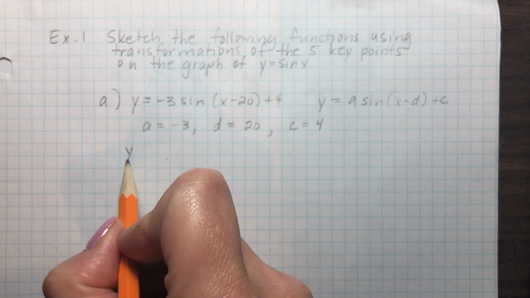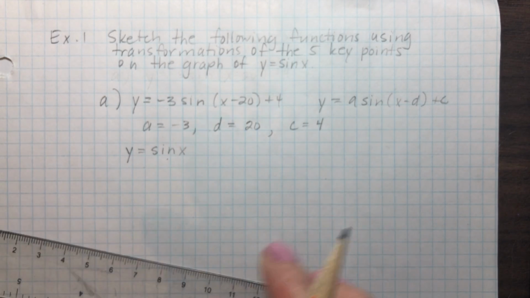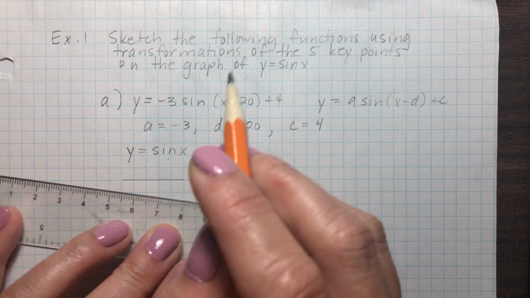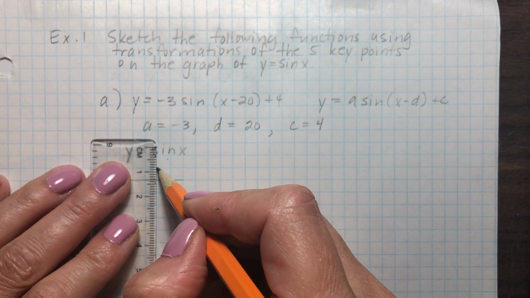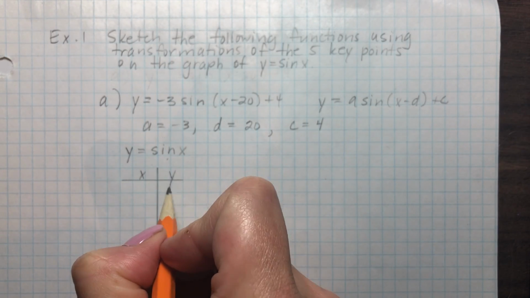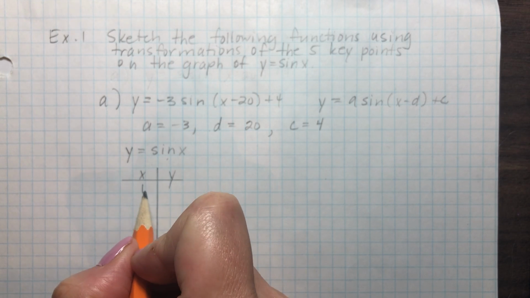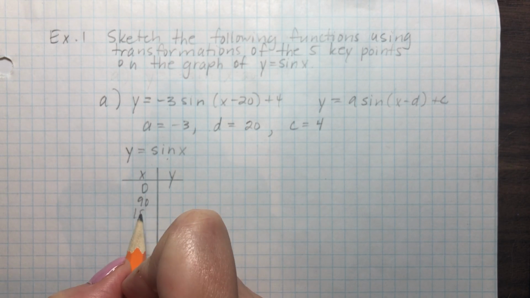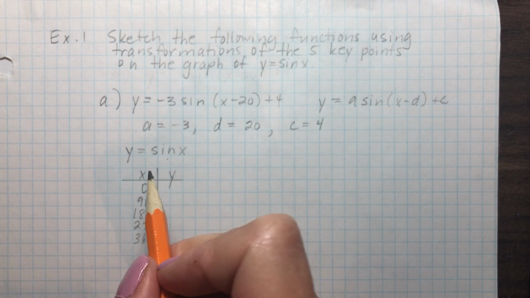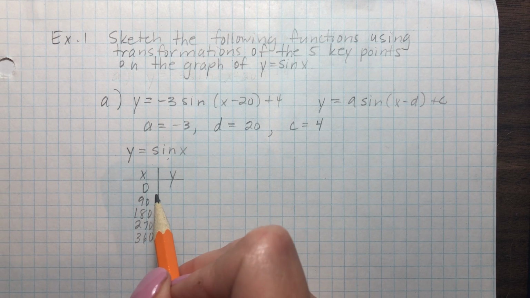Next, we have to come up with the points on the graph of y equals sine of x. So we're going to determine these points using a table of values. The x-coordinates will be in degrees, and they will start at 0 going up by 90. So 0, 90, 180, 270, and then 360. To determine the corresponding y-coordinates, you would take these x values and plug them into the equation. Make sure your calculator is in degree mode.